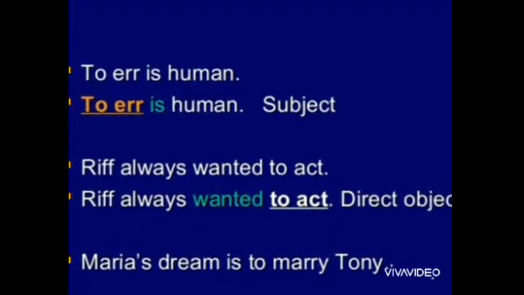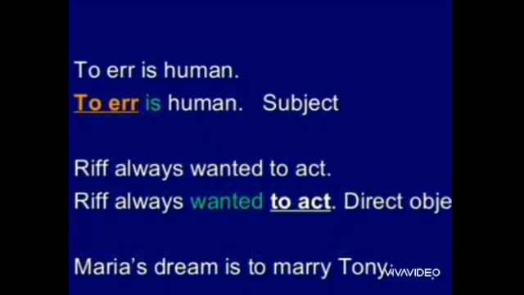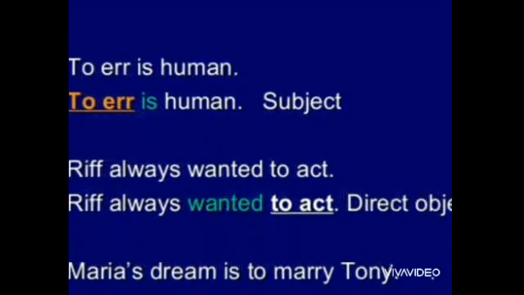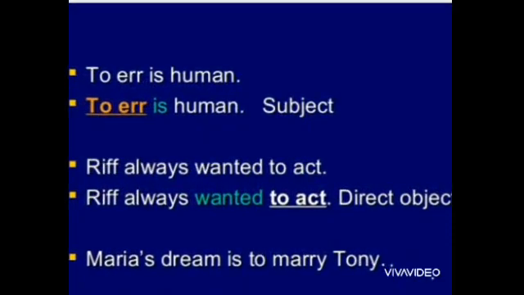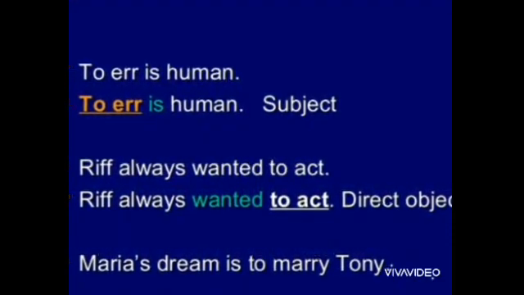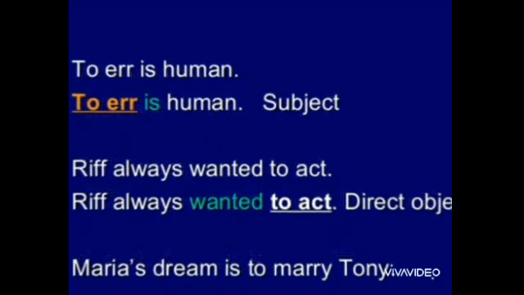Some more examples. To err is human. To err is the subject here. Riff always wanted to act. Wanted is the verb and to act is the direct object.